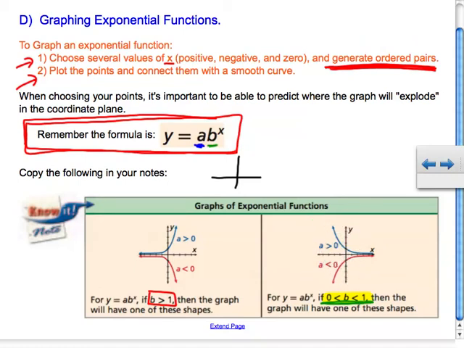And more or less the same thing happens with the a values. You don't have to memorize that too much. It's almost logical. If a is greater than 0, you're going to explode upwards. If a is less than 0, a negative number, you're going to explode downwards. So what I would do right now is pause and copy down this chart.